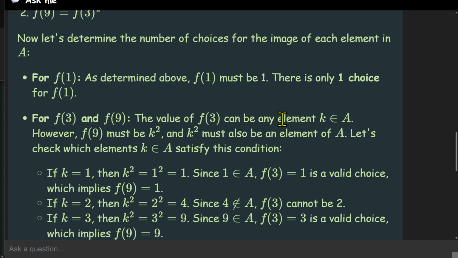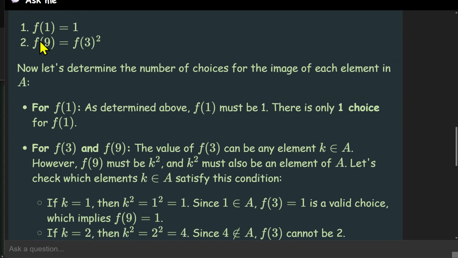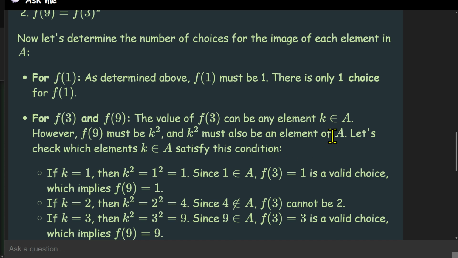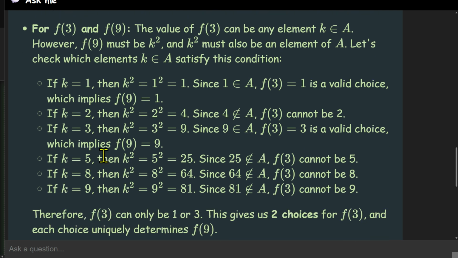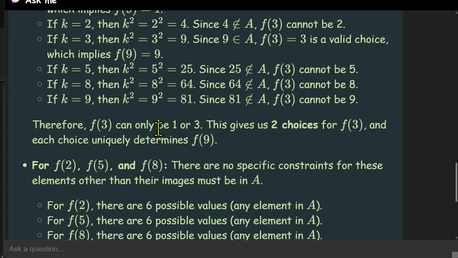So the value of f(3) can be any element k belongs to A. However f(9) must be k squared, f(9) क्या रहेगा, k square. So k square must also be an element of A. Let k = 1 लिया तो 1 square 1, yes, 1 belongs to A, f(3) = 1 is a valid choice. k = 2 लिया तो 2 square is 4, 4 does not belong to A, so f(3) cannot be 2. k = 3 लिया तो k square 9, yes, f(3) = 3 is a valid choice. Then k = 5, 5 square 25 does not belong to A. Therefore f(3) can only be 1 and 3.